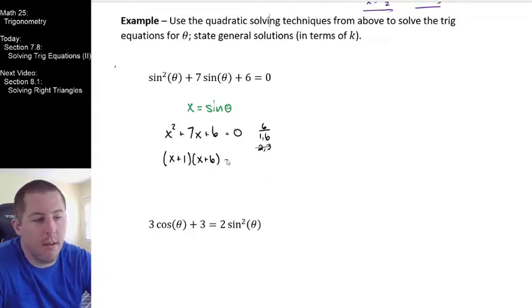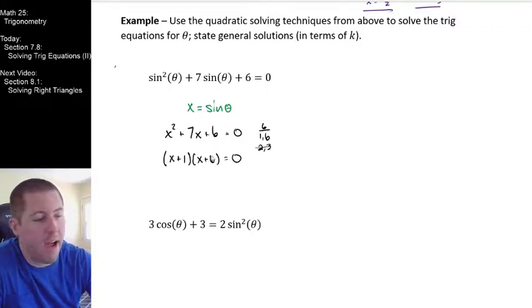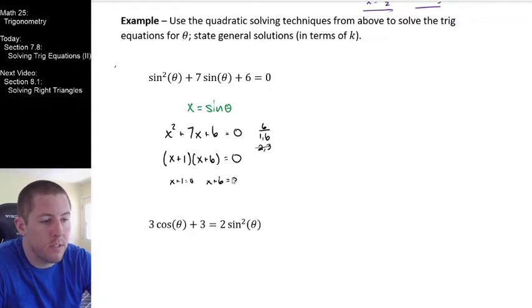I can now see that when I FOIL this back out, we're going to get 1 times 6. That's going to give me 6 on the end. I can also see that we're going to get 1 times x is x plus 6 times x. 1x plus 6x is 7x for the middle term, as well as x times x to give me x squared. So I think I'm pretty good with my factored form right here, and I can finish solving. I can finish the algebra component of this by saying x plus 1 equals 0 and x plus 6 is equal to 0, giving me the two x solutions of -1 and -6.